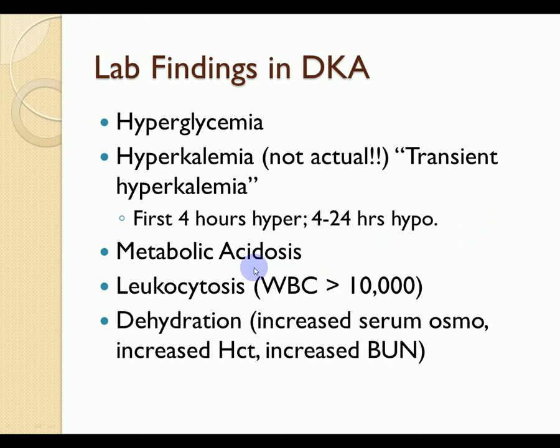Metabolic acidosis is common. We talked about that. You start breaking down fats and proteins, you start throwing off acids. Leukocytosis, white blood count may go up greater than 10,000. Dehydration causes increased serum osmolality, increased hematocrit, and increased BUN.